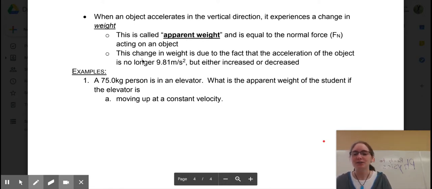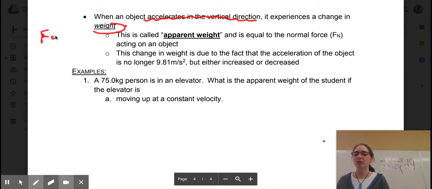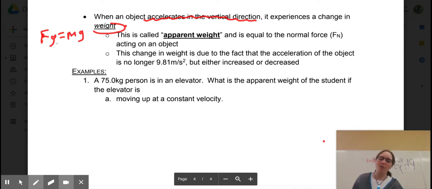Okay, so when we're accelerating in the vertical direction, it's going to result in a change in our weight. Now, the reason why it's going to cause a change in our weight is because our weight is Fg, and Fg is equal to mg. Now, if we're accelerating up or down, we're not just having acceleration of 9.81 anymore. Our weight's going to be changing. Our acceleration is going to be different. So therefore, we're going to have to keep that in mind.